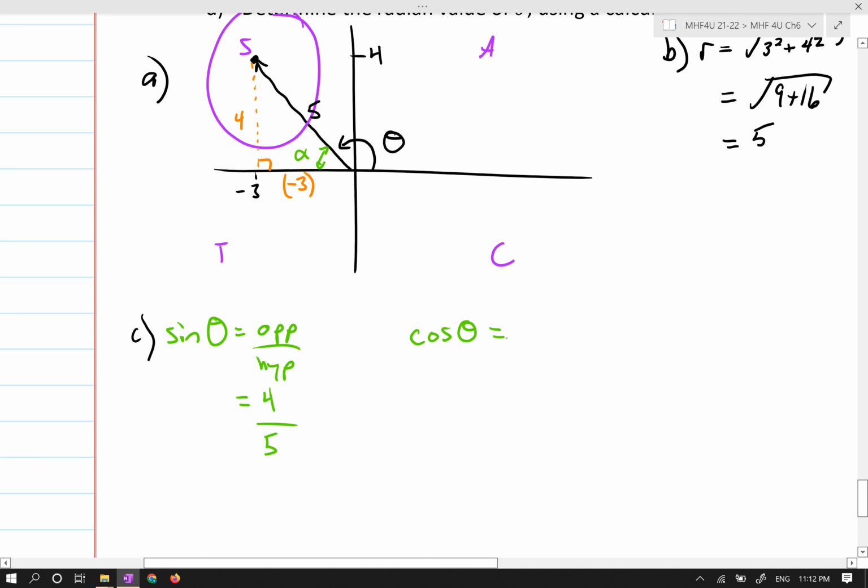Now our cosine ratio, we're expecting this to be negative. So let's take a look. Our cosine ratio is the adjacent side over the hypotenuse. My adjacent side is -3, right? It reaches -3 units in. You could either combine your CAST rule with a positive length here, or if that confuses you, stick with your negative. Keep that negative in place. So -3 divided by the hypotenuse, 5. That is our ratio.